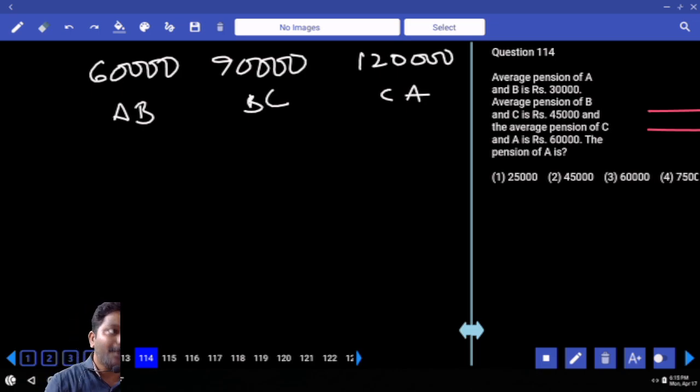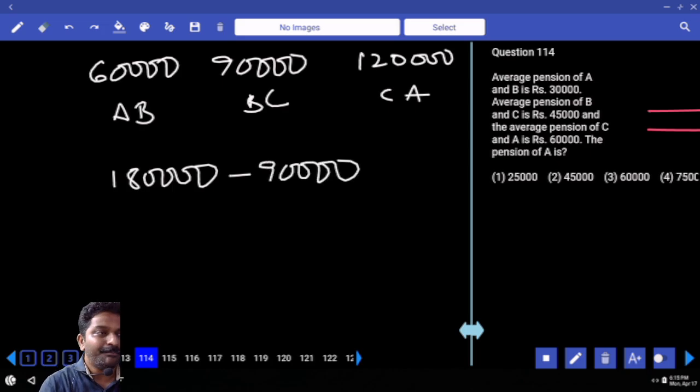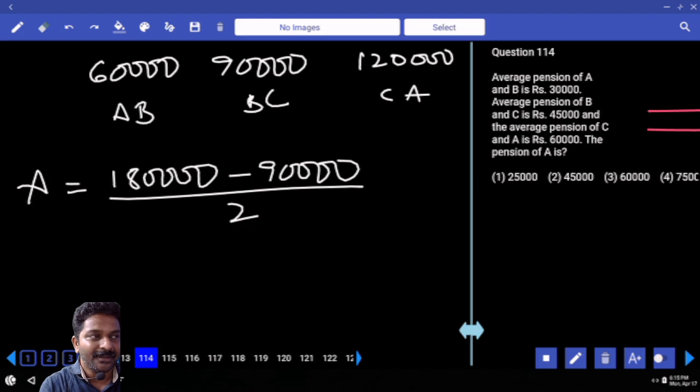Let me add both. Then I'll get 1 lakh 80,000, where I have 2a plus b plus c. From this, if you subtract the second equation, bc got cancelled. So this is the sum of 2a. Then to calculate a, divide by 2 only, 90,000 by 2, which is 45,000.